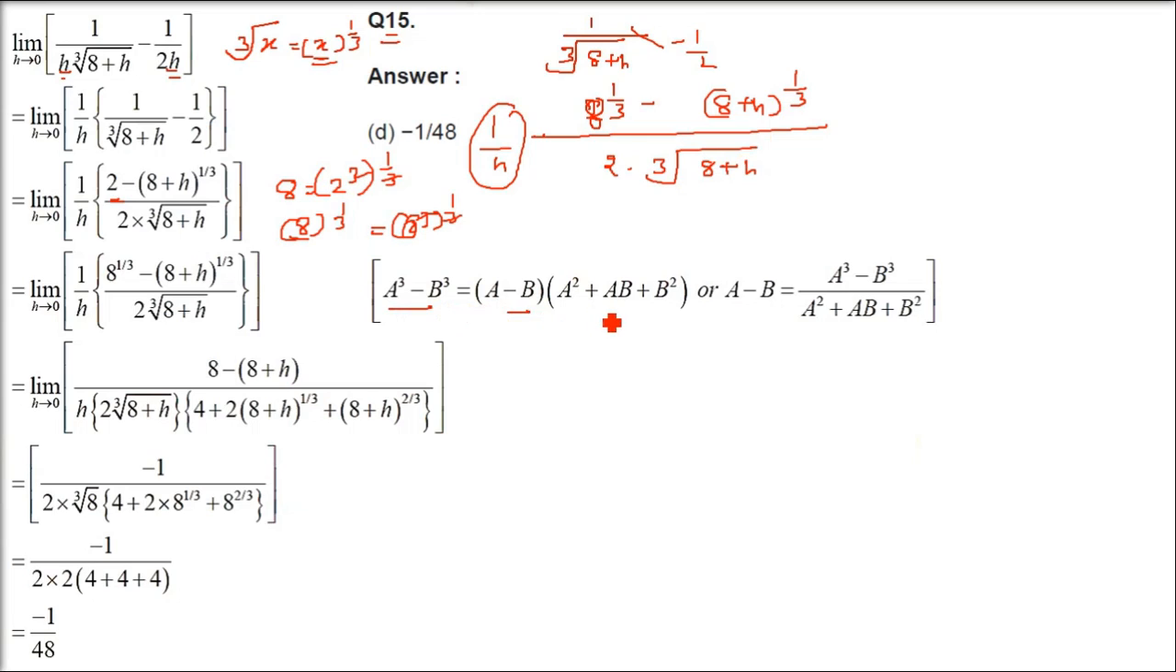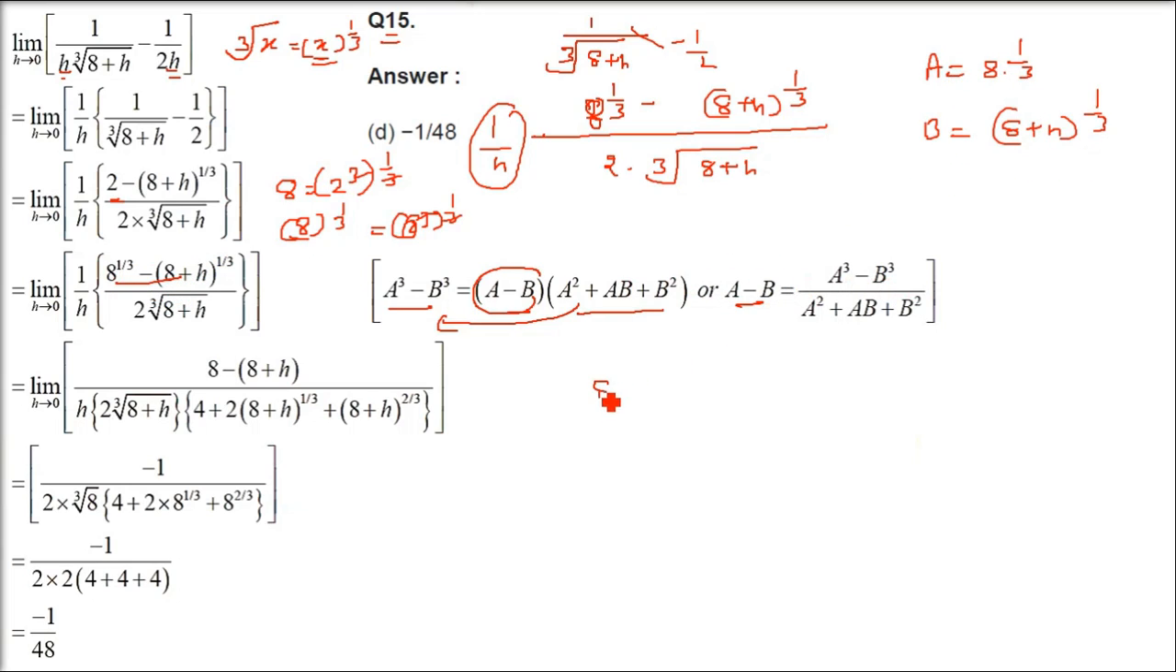And now coming to a cube minus b cube, it will be a minus b, a square plus ab plus b square. So a minus b will be a cube minus b cube by a square plus ab plus b square. So this whole we are going to replace by this. A we are taking as 8 raised to 1 by 3, b is 8 plus h raised to 1 by 3.